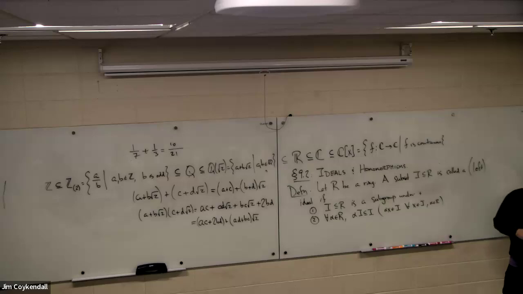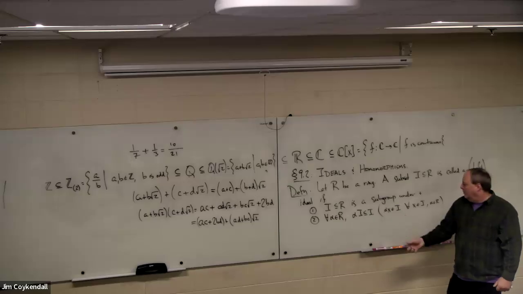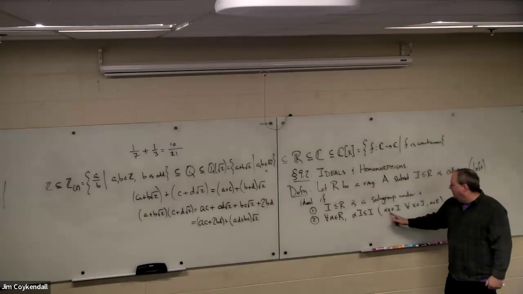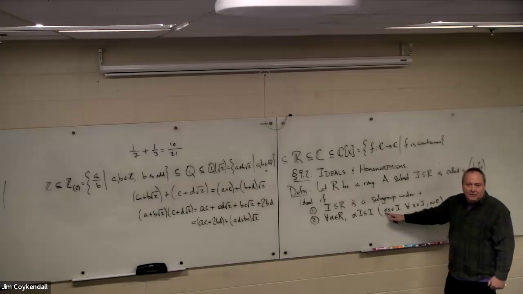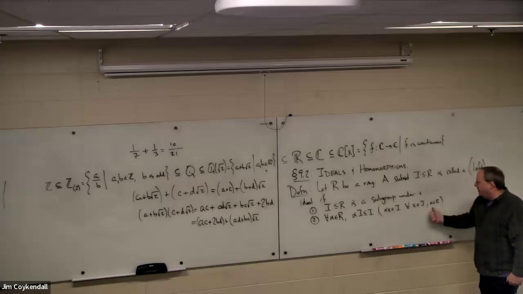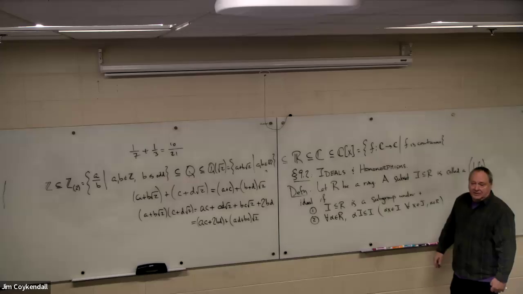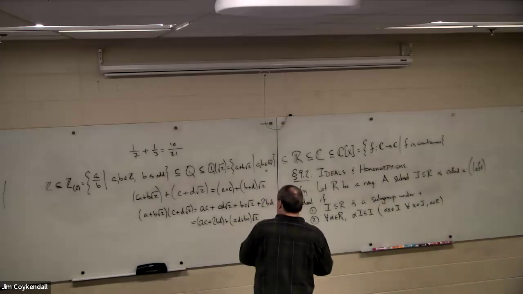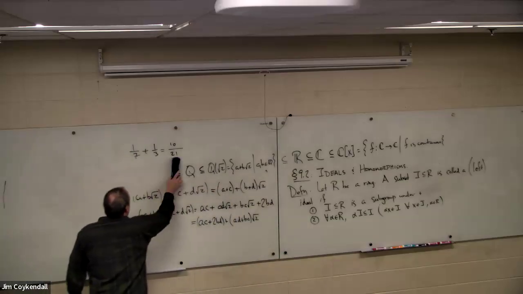So what makes an ideal is it sucks. It's a vacuum cleaner, right? When I hit anything in I on the left by something in R, it's sucked into I. So it's like a little vacuum cleaner. This is what it means to be a left ideal. Let me make some notes on this definition.